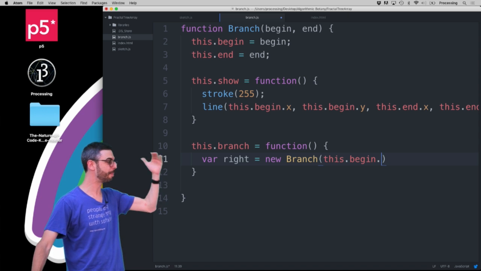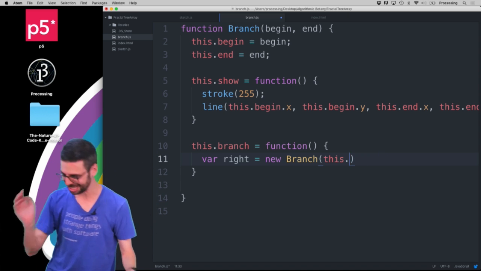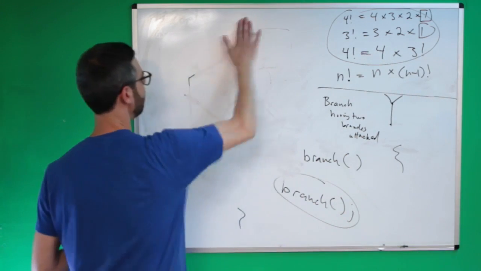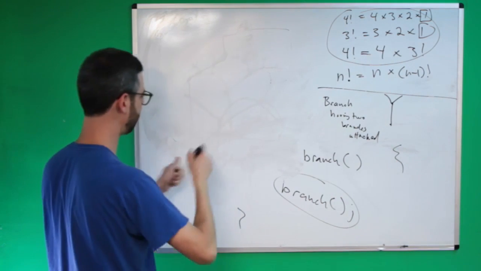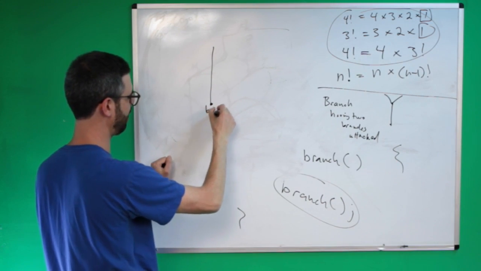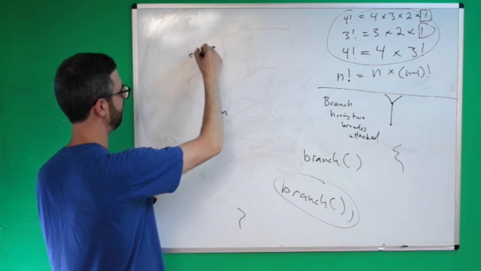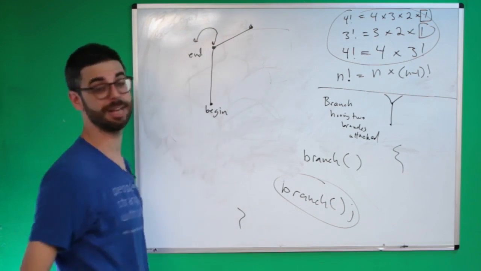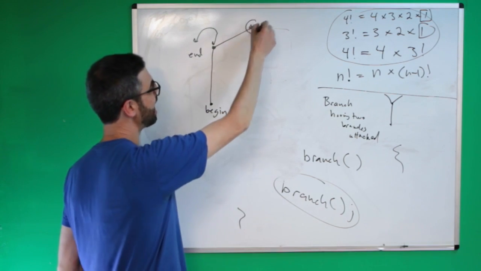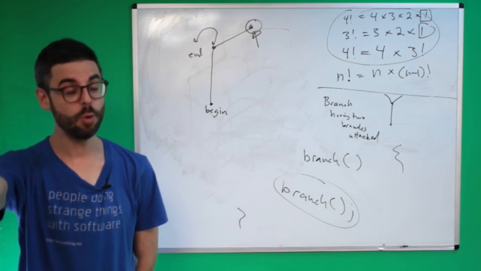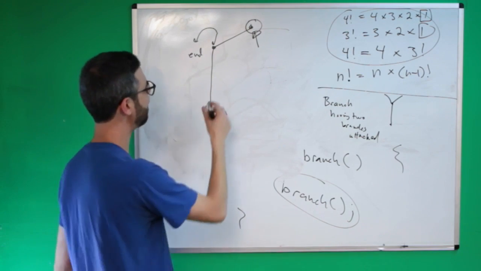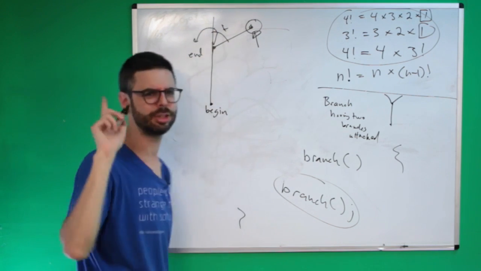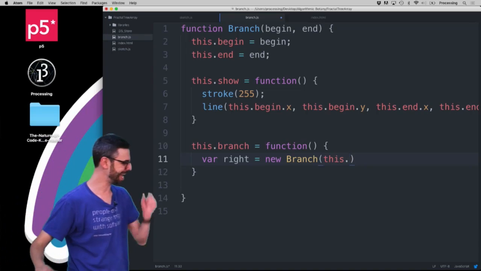Okay, I need to make a branch. So let's think about it. I need a diagram. I'm going to come over here. Okay, so if I erase this diagram, how am I doing this? I have this branch. This is begin. This is end. Now I need a new branch. This new branch's begin point is the previous end point. And then I need to calculate where its new endpoint is. The way that I might do that is by rotating this line. So I'm going to need to use some trigonometry and math for that. Okay, we're going to get there.